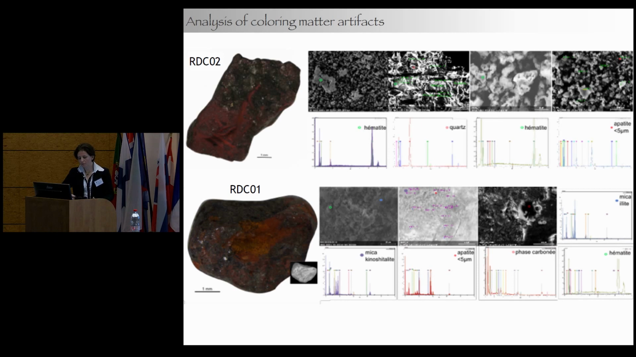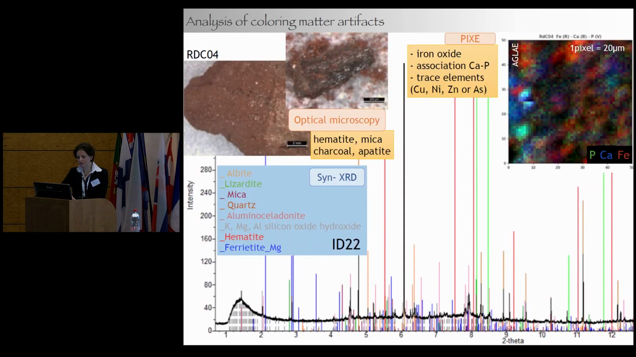And we wonder about the origin of this coloring matter. Due to the morphology of the hematite, and also due to the presence of some trace elements, we suppose an origin from a vein mineralization. For the other objects, we are less certain.